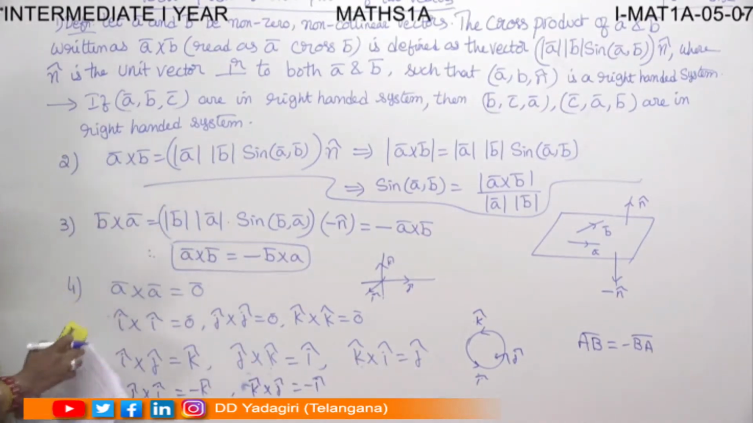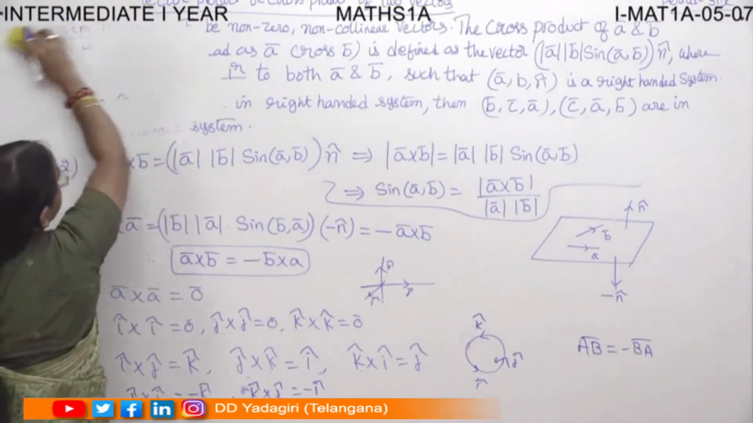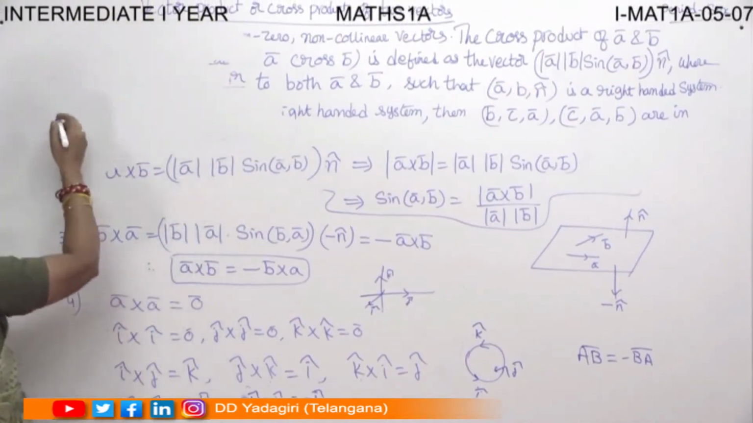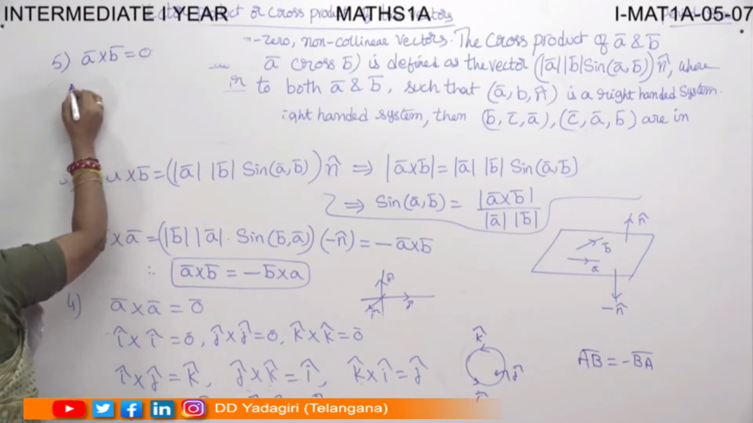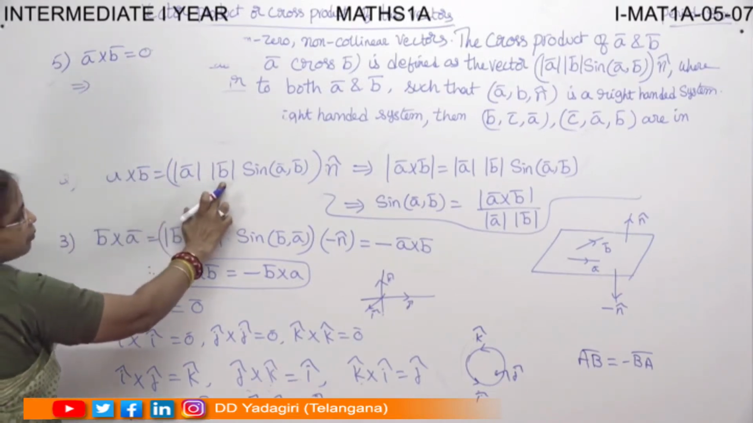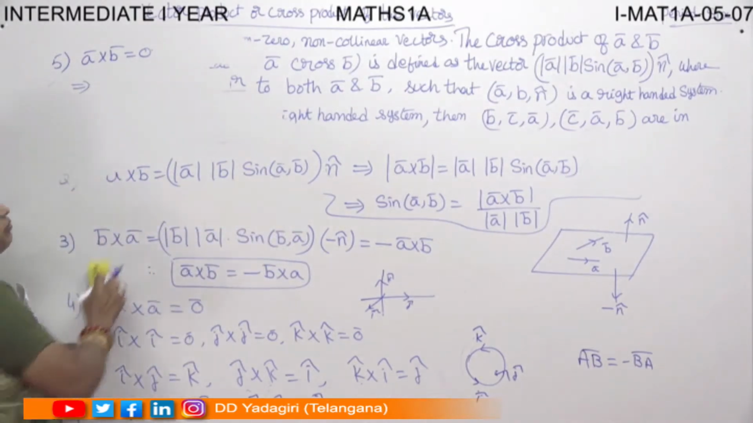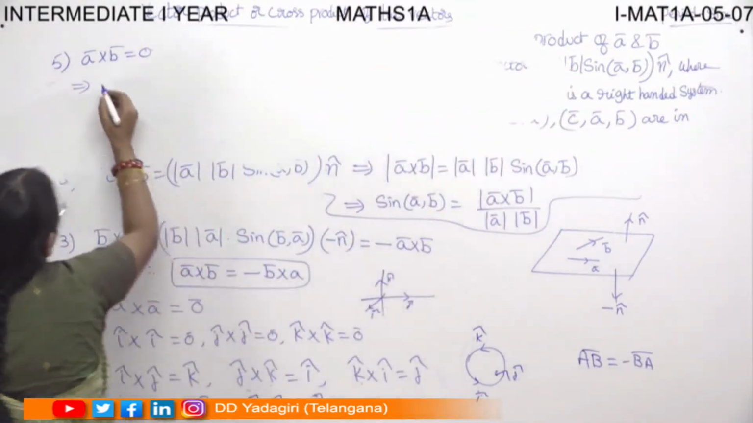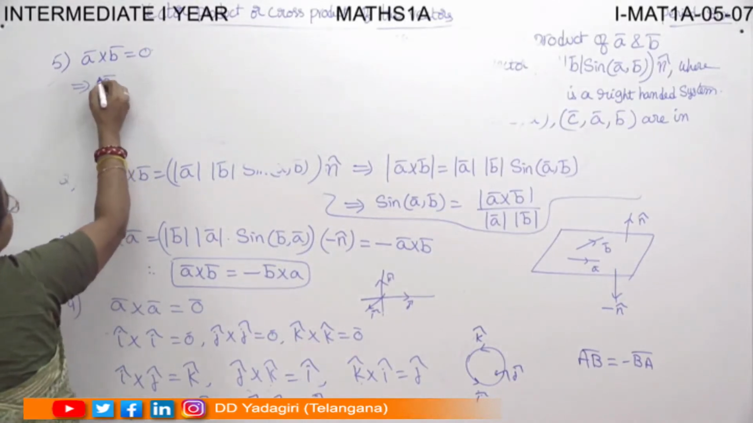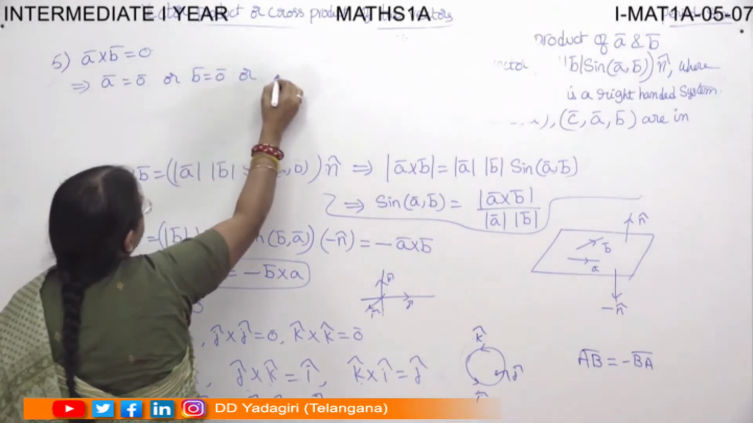So these are some of the properties. Now we'll discuss some more properties. Next, fifth property: suppose that A cross B is equal to 0. Then it implies either A is 0, or B is 0, or sine of the angle between A and B is 0. Suppose A and B are non-zero vectors, then A is parallel to B, or A and B are collinear.